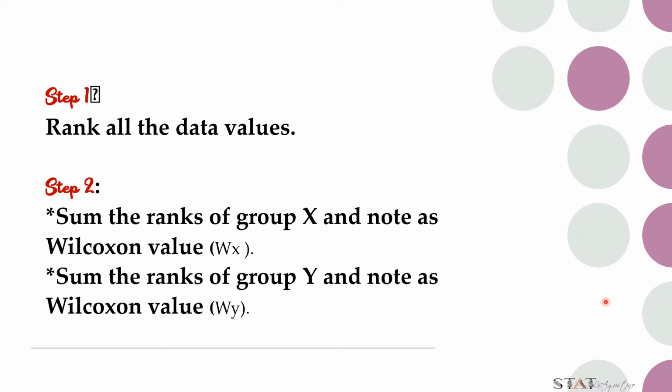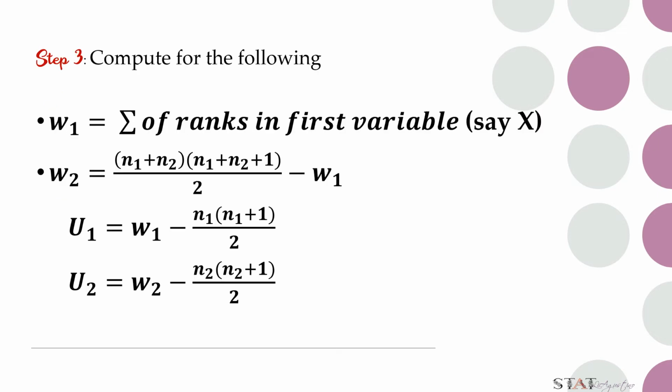So the ranks in one group, say group X, are summed and noted as the Wilcoxon value, as I've said, WX. Then for group Y, do the same: rank and then sum all the ranks. So these ranks make up WY. It is very important that as the scores are ranked, they retain their original group membership. The sum of ranks for the two groups should be the same as the sum of the ranks for the combined groups. Then compute the following for step 3.